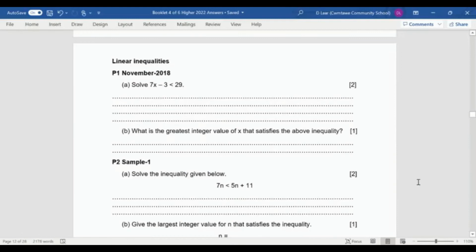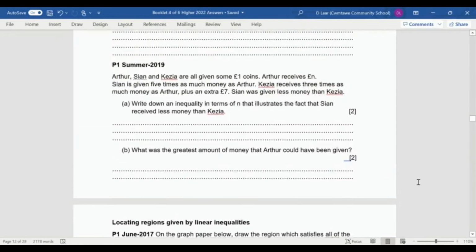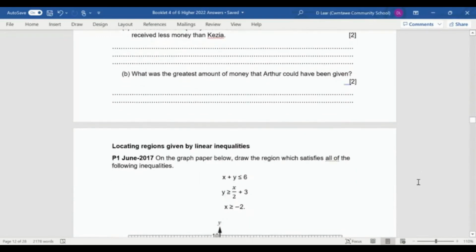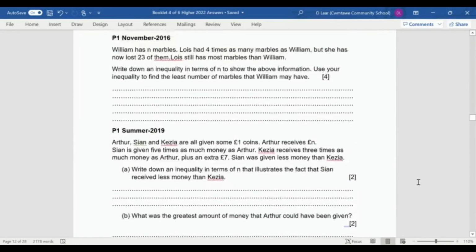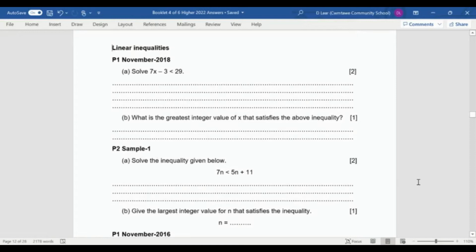Okay, we're back here. Now, linear inequalities is our next thing. It's like solving equations, this, right? I don't know if you'll get one of these. What I do know is you'll get a question from the next topic, which is locating regions given by linear inequalities. This regions one, drawing graphs, is certain. This one, maybe, maybe not, but we need to do a couple of examples just in case.